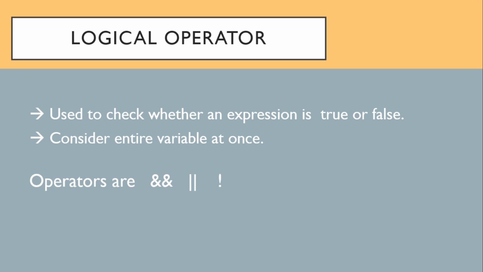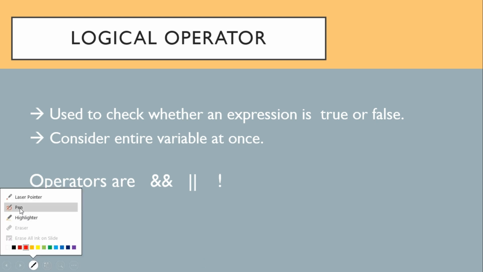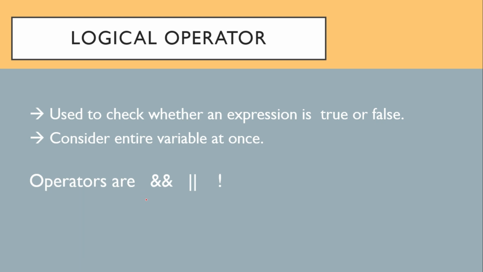Hello everyone. Today we will see the difference between logical operator and bitwise operator. So the logical operator is basically used to check whether an expression is true or false, and it considers the entire variable at once while dealing. We have operators like AND, OR and NOT. Now we'll see examples of how they work.